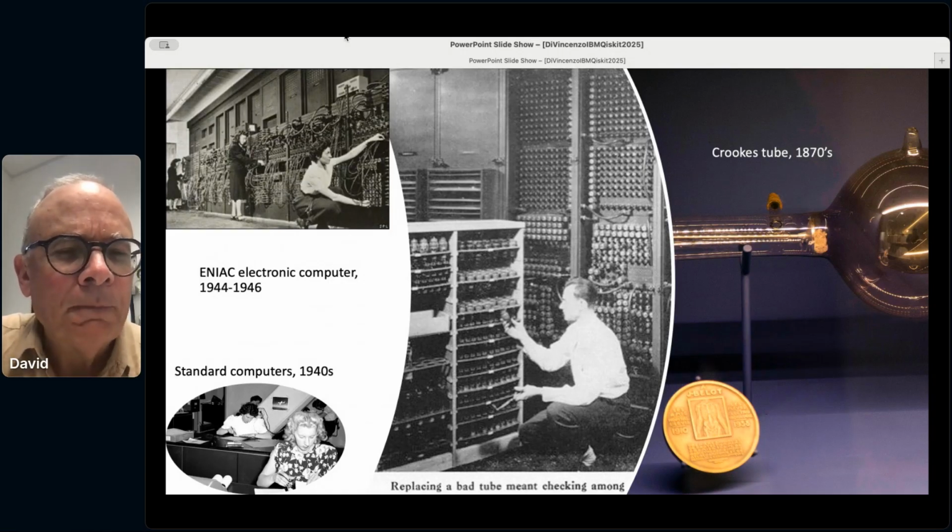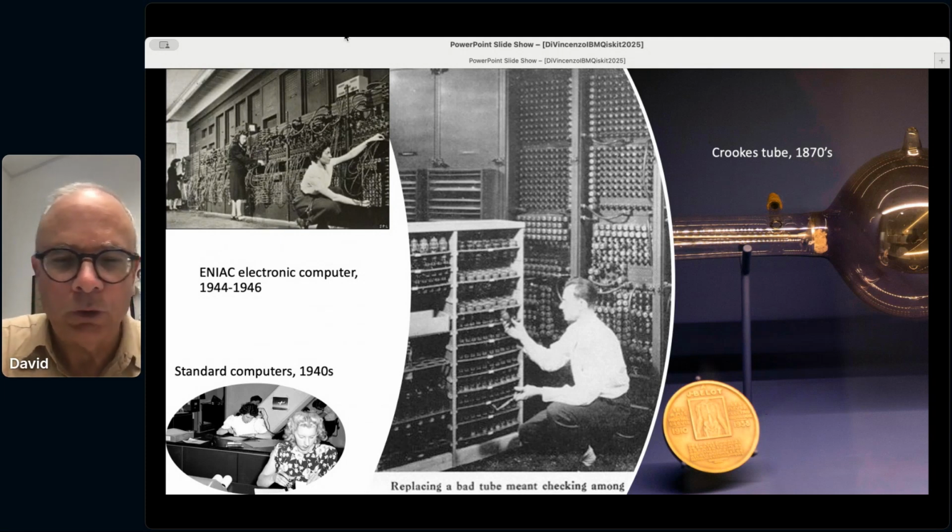But this was the ENIAC computer that was built now 80 years ago and functioned for a few years before it was superseded by another computer. It itself superseded the computers of the time, which I show in the bottom left. At that time, what "computer" meant was people who were very good with figures writing on pieces of paper.